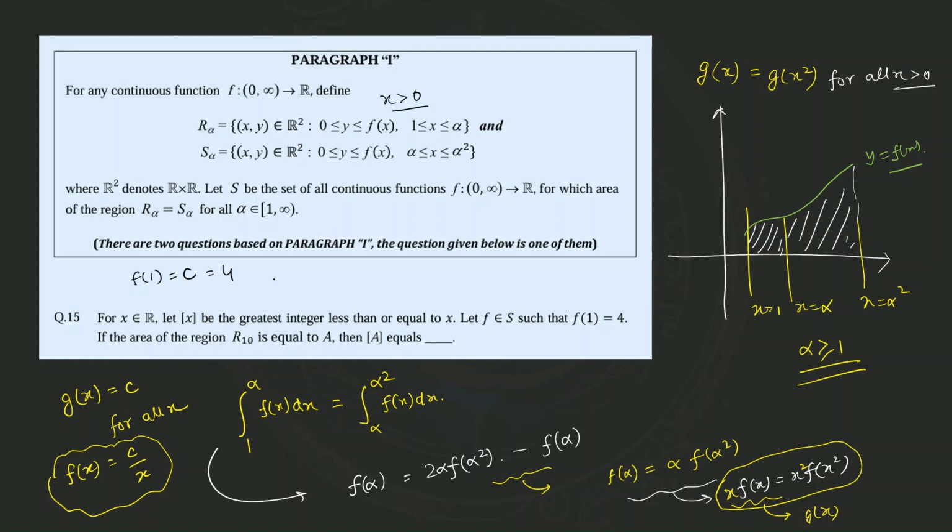So we can say this R10 will be nothing but the integral from 1 to 10 of f of x dx. So f of x is 4 divided by x. That means this integral will be simply, let me change the color here. Okay. So this integral will be 4 outside, then integral 1 by x dx. So it will be log x from 1 to 10. That means 4 log 10, right?